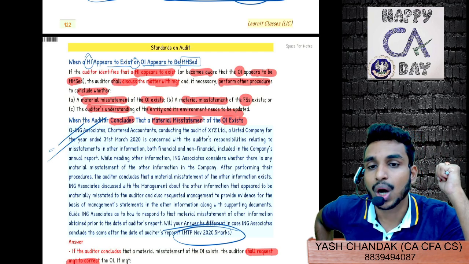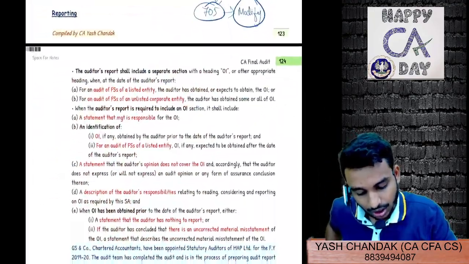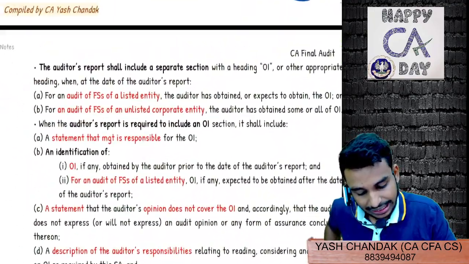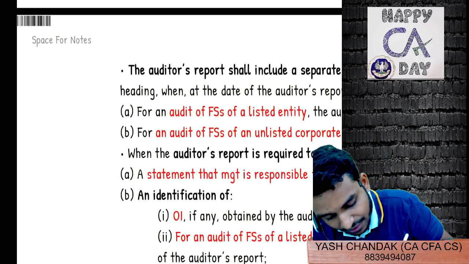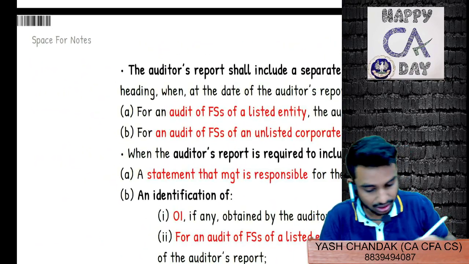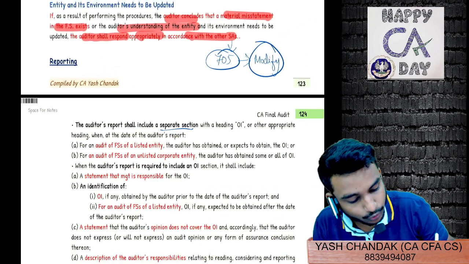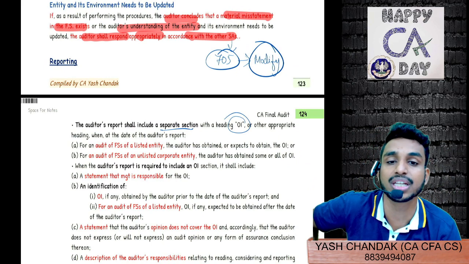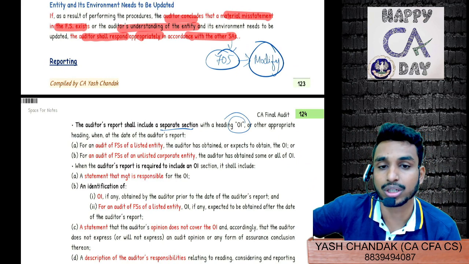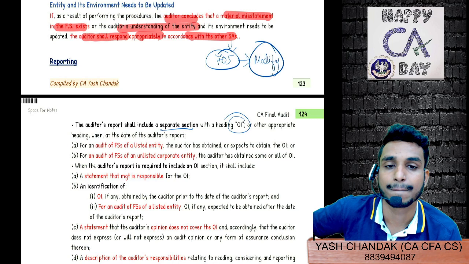Okay. Now comes reporting. Reporting wise, you will see that in the case of listed entity and unlisted entity, a bit of differentiation has been created. So first of all, they say that you have to include a separate section with the heading Other Information. What was the sequence number of Other Information in the audit report format? What was the sequence of OI?